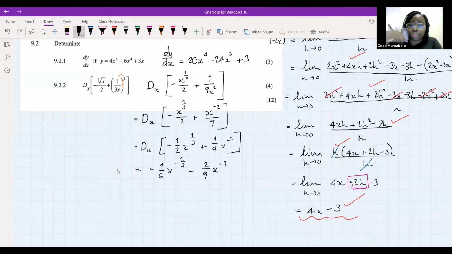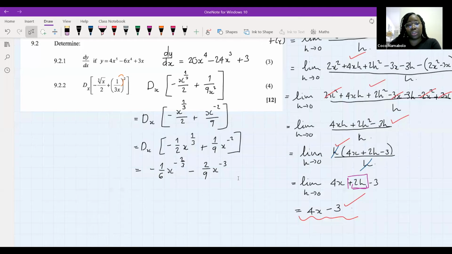Now, in matric, in your final paper, they do not mind you leaving your exponents as negative exponents, especially when you're differentiating. Nobody's going to fault you for that. You won't lose a mark if you don't take that negative 2 and take it to the bottom and bring it to the top. No, they don't care, as long as you've differentiated correctly.